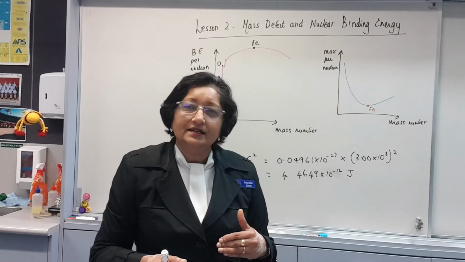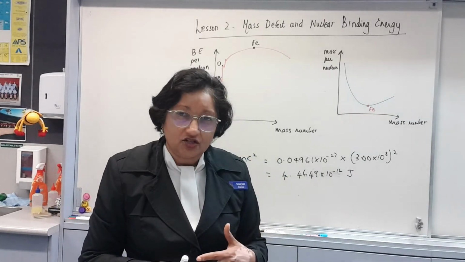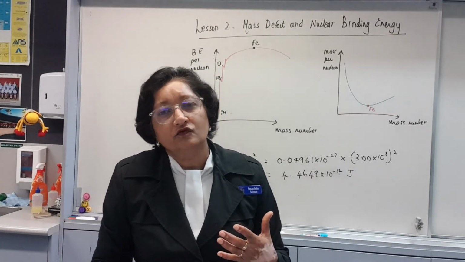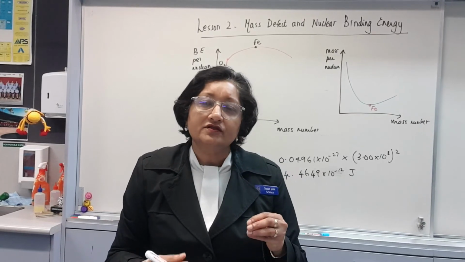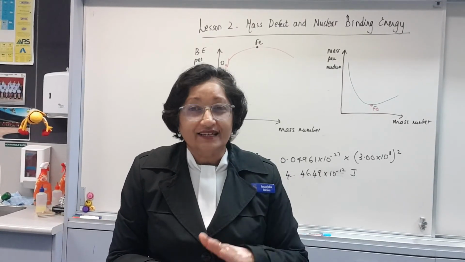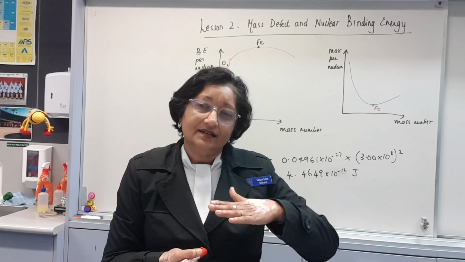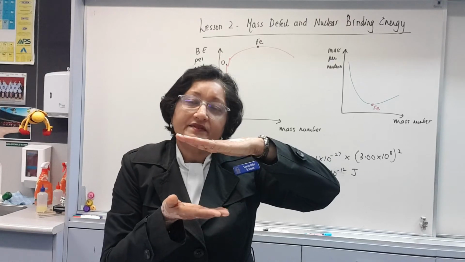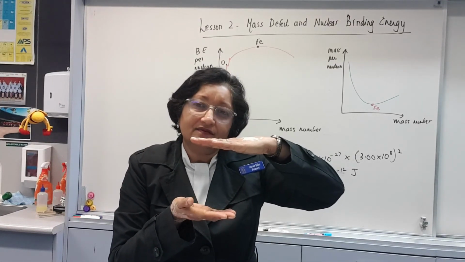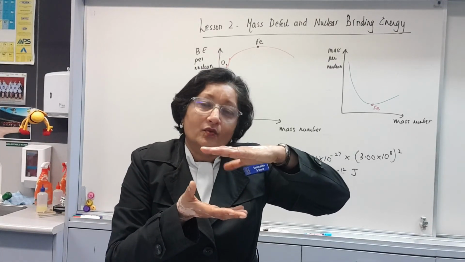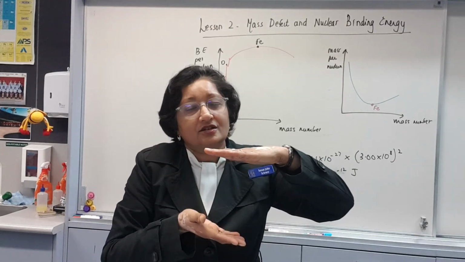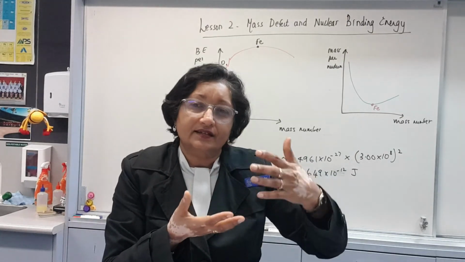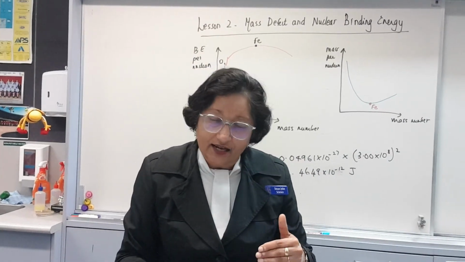So there is also another way to express binding energy, and that is in terms of electron volts. So the electron volt is defined as the amount of kinetic energy an electron gains when it's accelerated with a potential difference of 1 volt. So if you've got two oppositely charged plates, positive and negative, and there's an electron, when the electron's free to move, it's going to accelerate towards the positive plate, and if the potential difference is 1 volt, it's going to gain kinetic energy. So that's the electron volt.